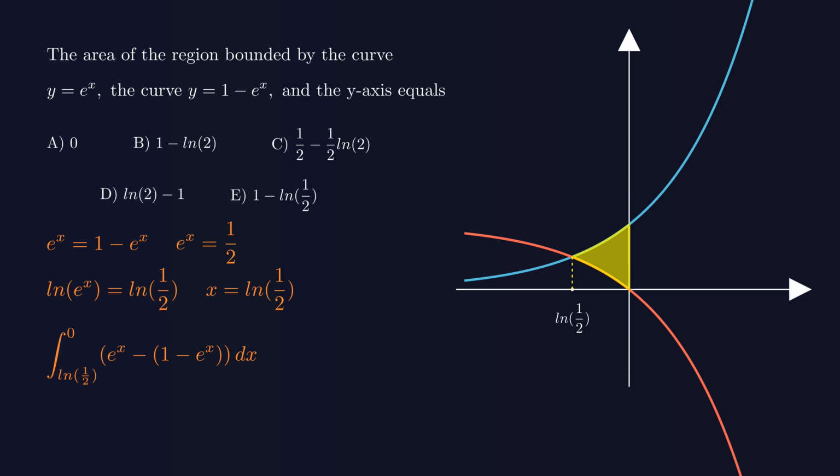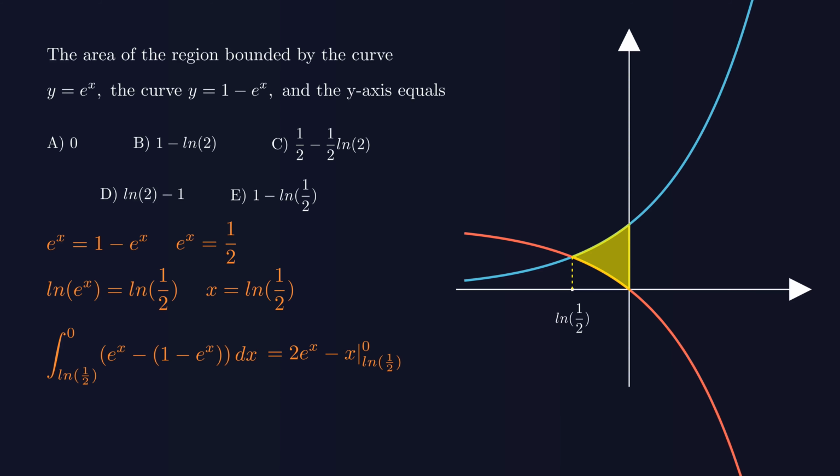Now we integrate that. But here's something interesting. The derivative and the integral of e to the power of x is e to the power of x. Isn't that amazing? Can you think of any other function like that? We'll dive deeper into this idea in a future video. So back to our integral. The antiderivative of 2e to the x minus 1 is simply 2e to the x minus x. Let's plug in the limits.